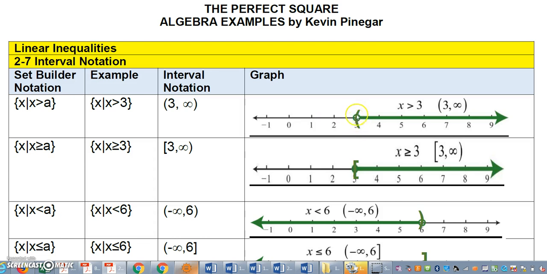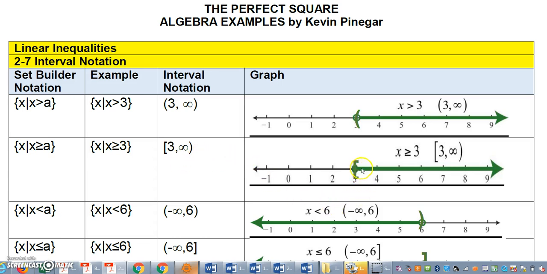The open circle or the parenthesis lets you know that the number that's here, the 3, is not part of the solution. Whereas if we used a bracket or a closed circle, that would tell me that the number 3 here is part of the solution. So for instance, if we wanted to do one that said x such that x is greater than or equal to a, like here I would have x such that x is greater than or equal to 3, then the interval notation for that, since we're starting at 3 and we're including 3, we would use a bracket, and then it would still go out to infinity like the previous example.